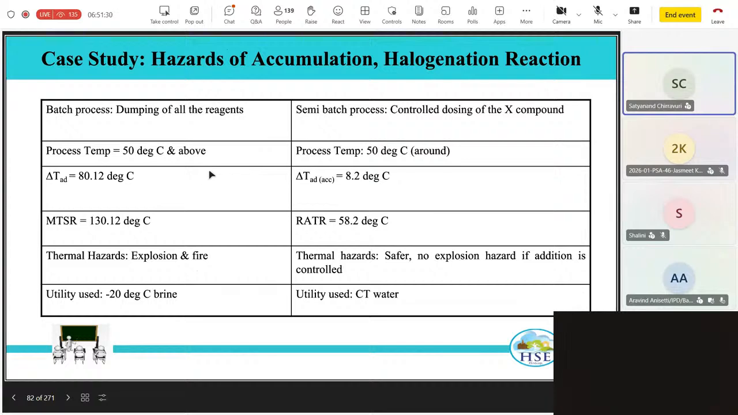Let us understand what happens when we change the situation. The process temperature is 50 degrees centigrade, which is a batch process, a dumping process. When we convert it into a semi-batch process, the process temperature is the same 50 degree. But in the previous case, the adiabatic temperature rise was 80. Now in the present case, the delta T adiabatic is only 8 degree.